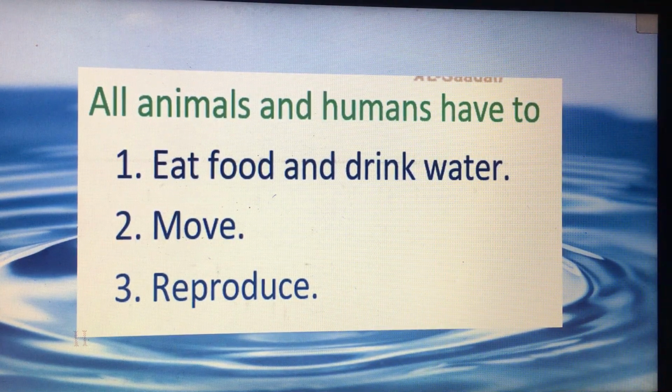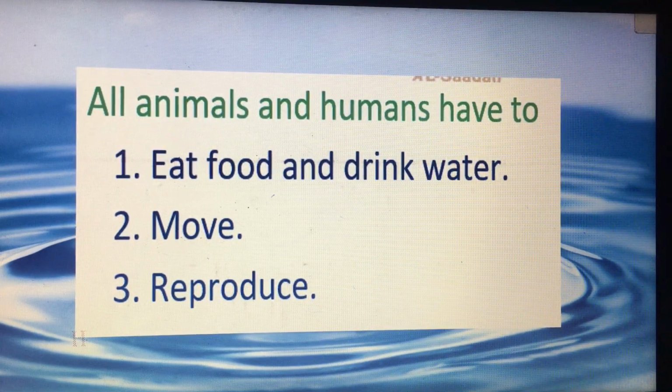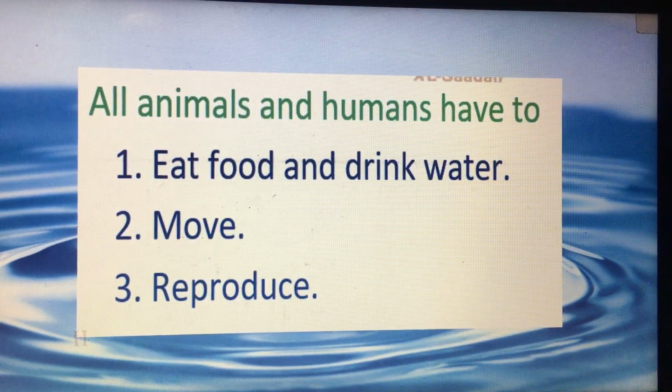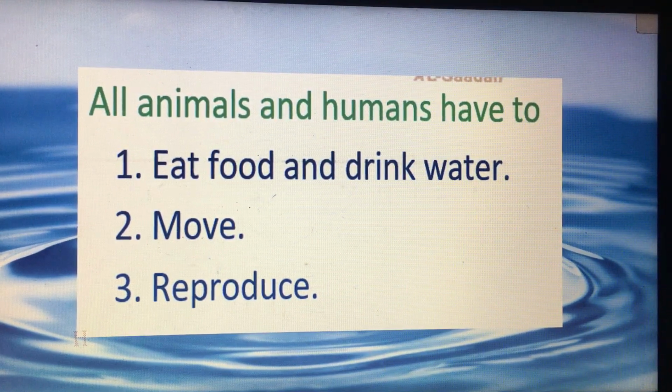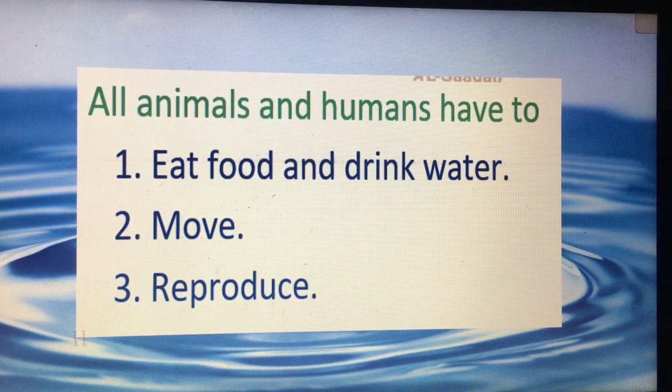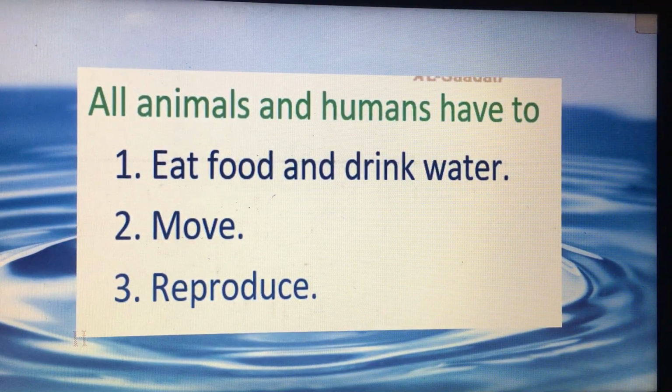Okay. Now, again, the main 5 life processes are: together repeat, drinking, eating, moving, reproducing, and growing. And also, as we said, eating and drinking to stay alive is called nutrition. So what do you mean by nutrition? Eating and drinking to stay alive.